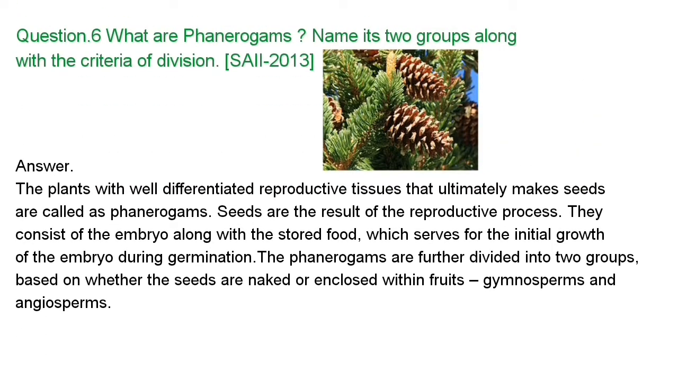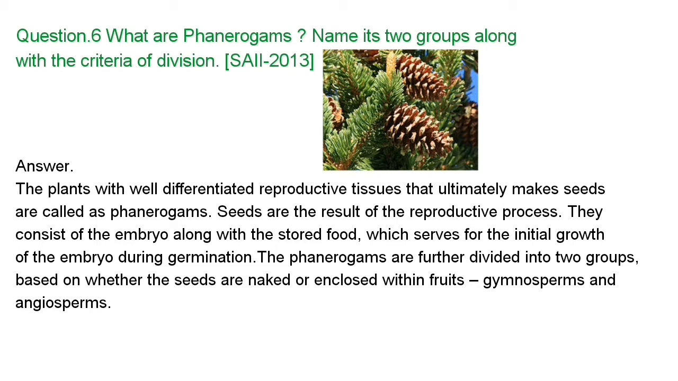This question says, what are Phanerogams? Name its two groups along with the criteria of division. This question was there in SA2 2013. Okay, let's come to the answer. Plants with well-differentiated reproductive tissue that ultimately make seeds are called phanerogams. Seeds are the result of the reproductive process. They consist of an embryo along with stored food, which serves for the initial growth of the embryo during germination. The phanerogams are further divided into two groups based on whether the seeds are naked or enclosed within fruits.